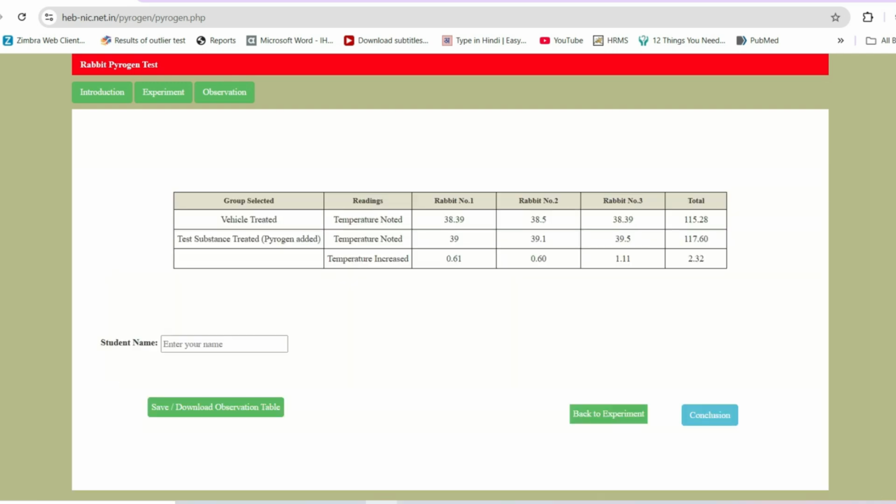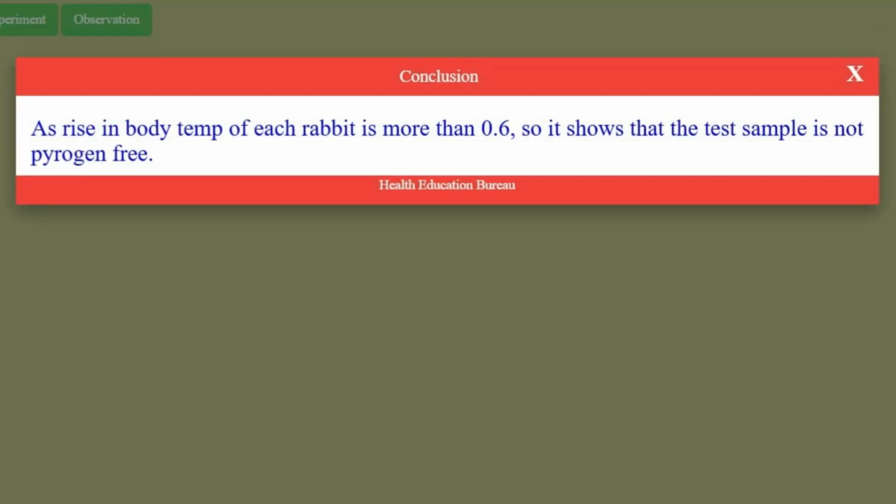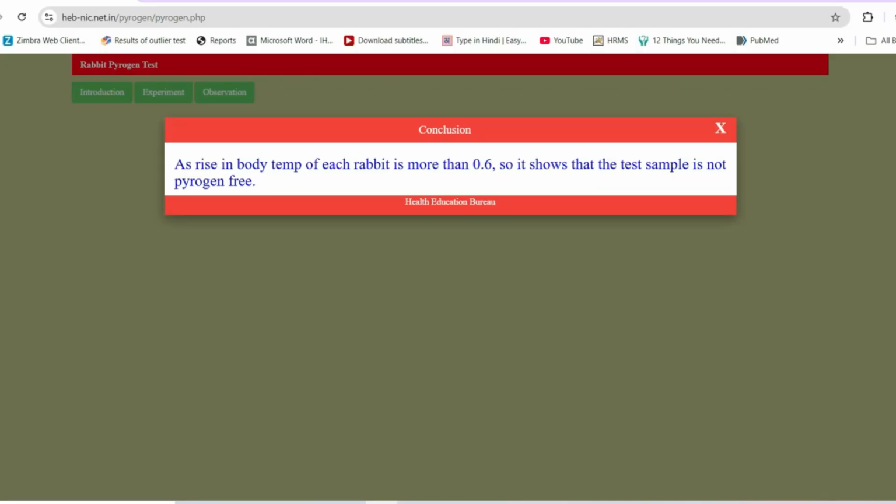So lastly, we will see the conclusion of this experiment. As the rise in body temperature of each rabbit is more than 0.6, it shows that the test sample is not pyrogen free, meaning the sample contains pyrogen, so the test fails. A sample which contains pyrogen should not be sent to the market for sale, otherwise it will elevate the body temperature of the person or patient who uses it.